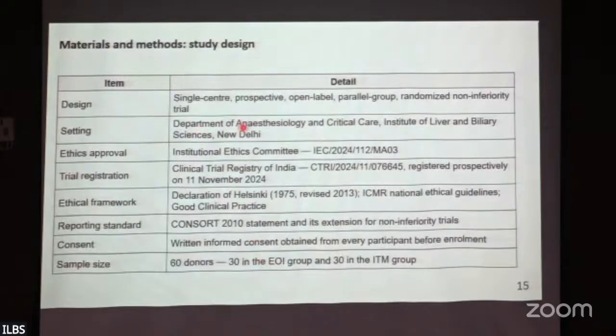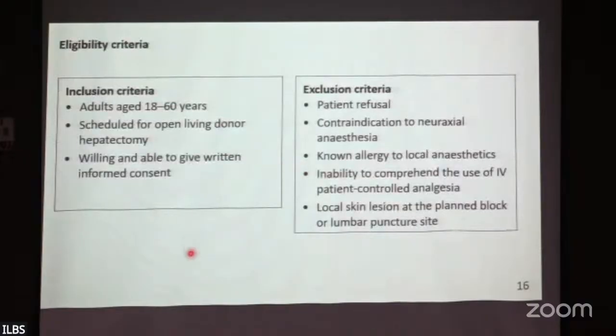Materials and methods. It was a single center, prospective, open label, parallel group, randomized non-inferiority trial done in our Department of Anesthesiology and Critical Care. IEC approval and CTRI registration was done, and it followed CONSORT guidelines. Written informed consent was obtained from all participants before their enrollment. Eligibility criteria. Inclusion criteria included healthy donors aged between 18 to 60 years, scheduled for elective open living donor hepatectomy, and willing and able to give informed written consent. Exclusion criteria included patient refusal, contraindication to neuraxial anesthesia, known allergy to local anesthetics, inability to comprehend the use of IV patient-controlled analgesia, and local skin lesions at the planned block or lumbar puncture site.